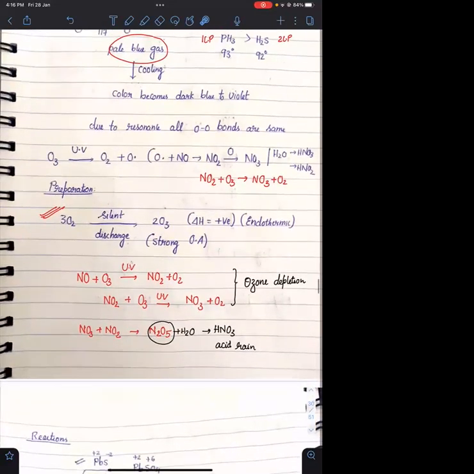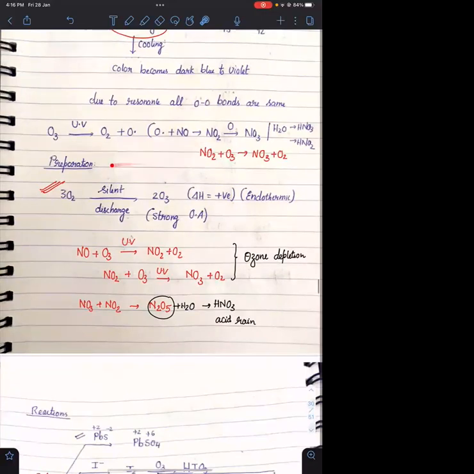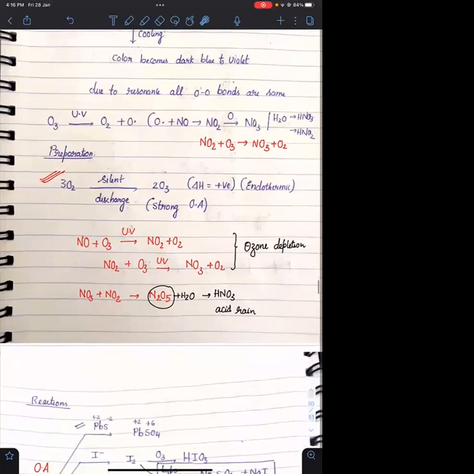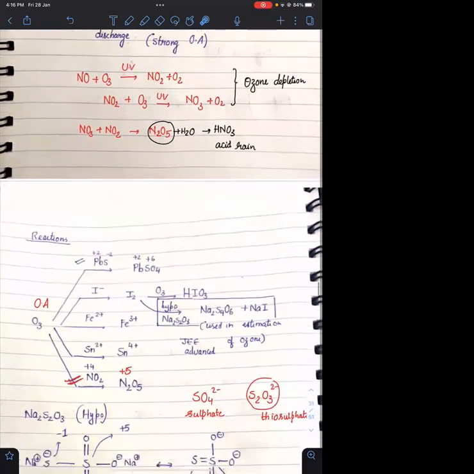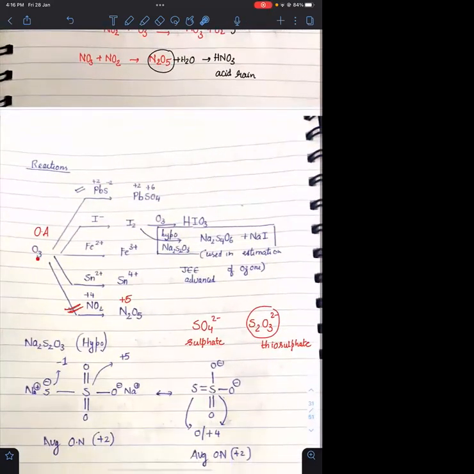Okay. Preparation of O3. This is a very important preparation method. O2 under silent electric discharge converts into O3 and the reaction is exothermic. O3 is a very strong oxidizing agent because it converts readily into O2 and nascent oxygen. Hence, it is treated as a strong oxidizing agent. So here we have seen reactions of O3 as an oxidizing agent. Oxidizing agent means it will itself get reduced and oxidize the other things.